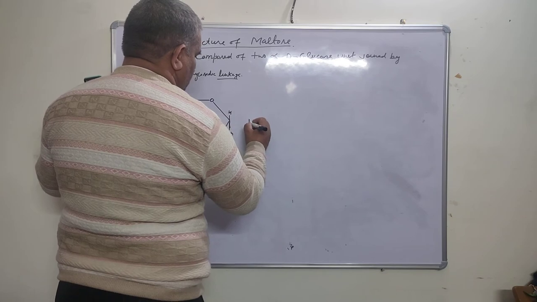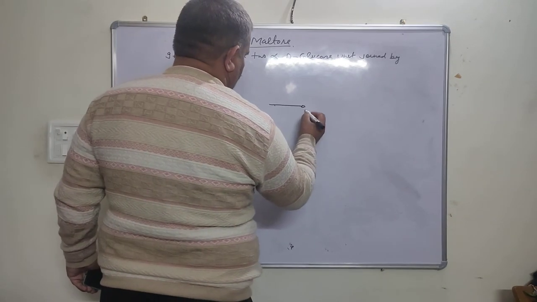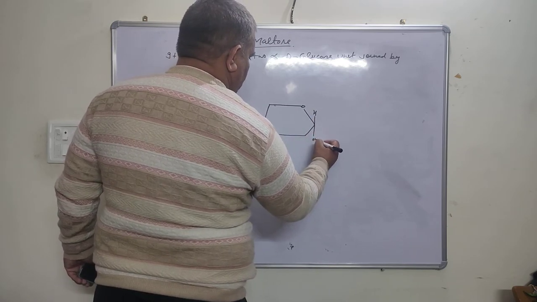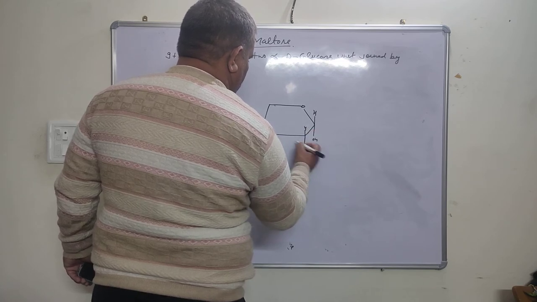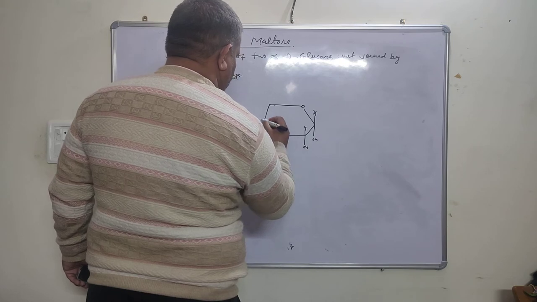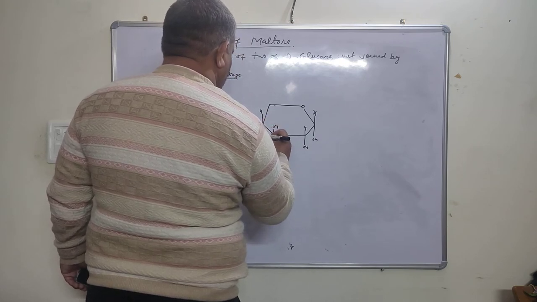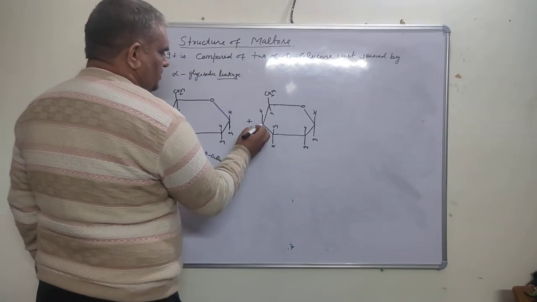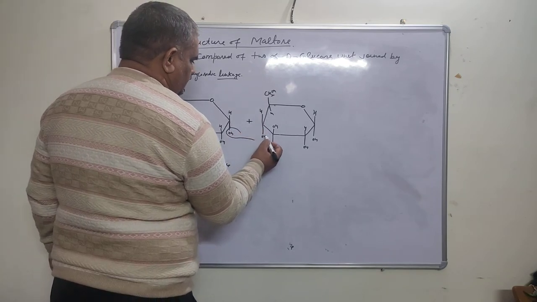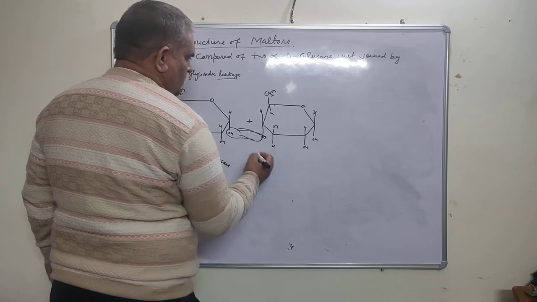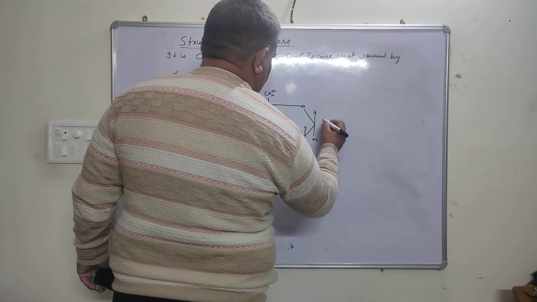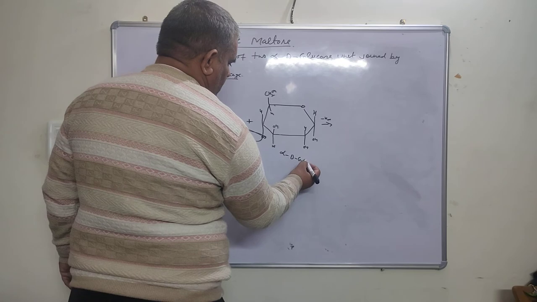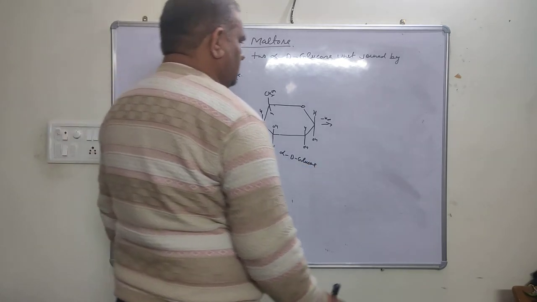Another alpha D glucose. H, OH, H, OH, OH, H. This is H, OH, CH2OH and this is H, the first carbon and the fourth carbon. Dehydration will happen from here, minus water, and maltose is formed. This is the maltose.